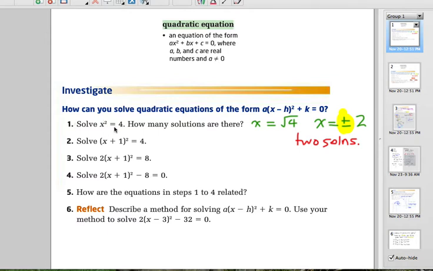Solve x squared equals 4. There are two solutions. This is an important thing to keep in mind. Quadratic equations normally will have two solutions because when you take the square root of a number, there's a plus and a minus answer. So the square root of 4 is plus or minus 2. Thinking of it in reverse, 2 squared is 4, negative 2 squared is also 4.